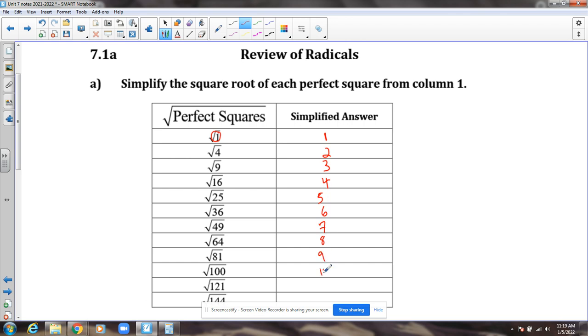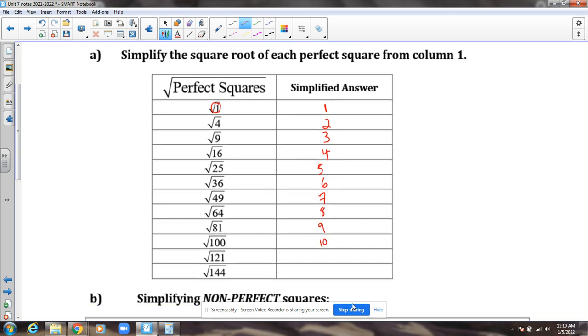So again, that's what a radical means. It's what times itself equals that number. So the square root of 121 is equivalent to 11. Square root of 144 is 12. So for perfect squares, those are very straightforward. If you have them memorized, that's great. You can always plug them into your calculator.